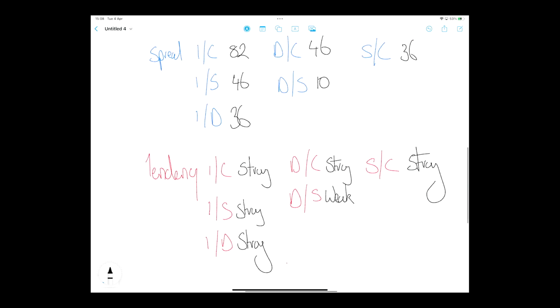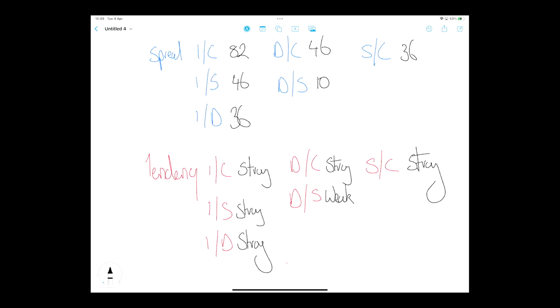The I and C style, there's going to be a strong tendency here with these verbiages and the descriptive words. The I and S, it's 46 points. It's going to be a strong tendency. The gap between I and D is 36 points. It's going to be a strong tendency. When it comes to the D and C style, it's 46. It's going to be a strong tendency. The D and S, it's going to be a weak tendency. And the S and C style, it's going to be a strong tendency.